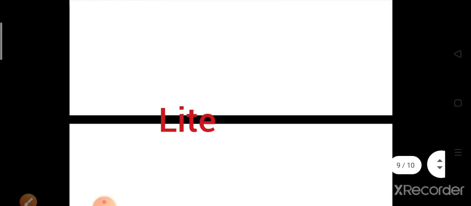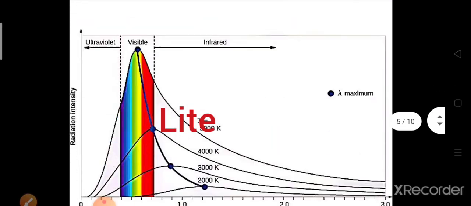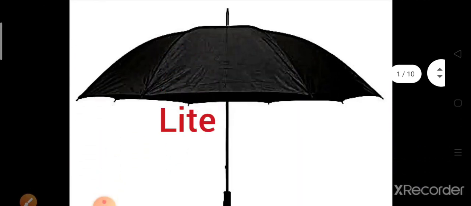So what should be the choice of the umbrella? The umbrella choice should be black. If the choice is between white and black, the black should be outside whenever you are outside on a sunny day, and the white umbrella will be the choice for the studio.